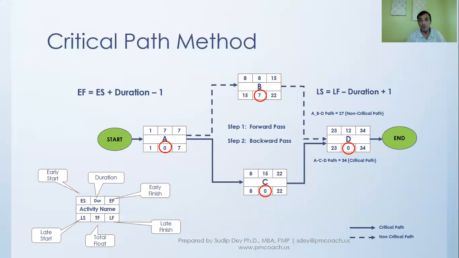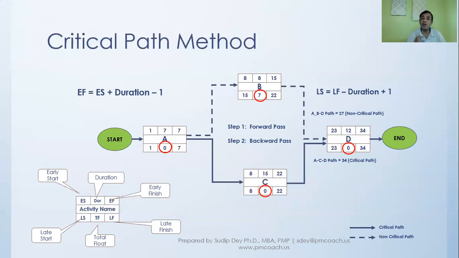The way float is calculated is it can be late finish minus early finish, or it can be late start minus early start. So what you see here in D, it is 0, because 34 minus 34 is 0. Whereas in B, it is 7. This 22 minus 15 is 7, and all other ones, A and C, is 0. So what this really tells us, that if C is delayed, for example, C, the float is 0.